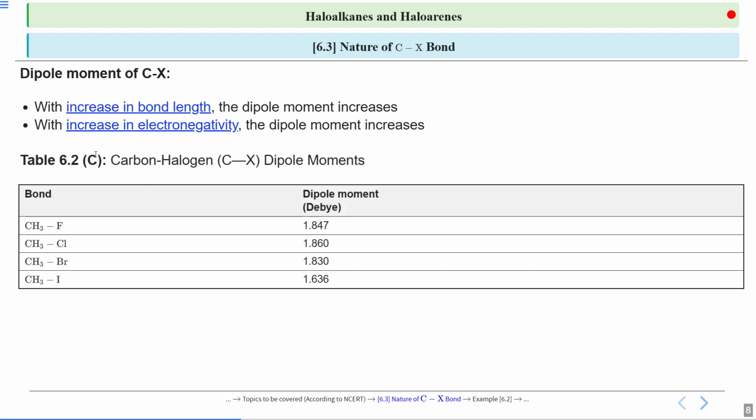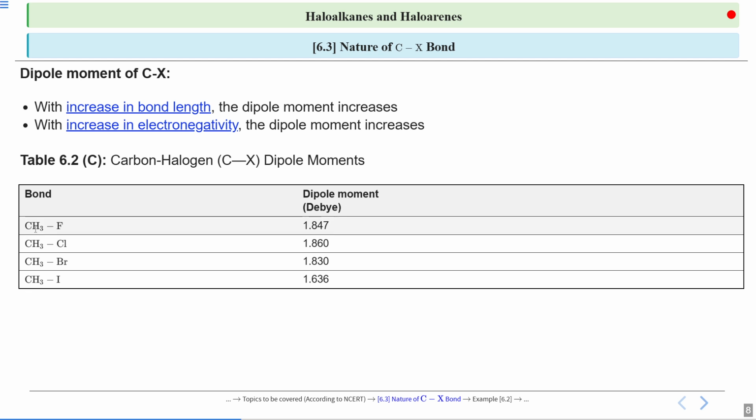This is Table 6.2 part C. Now this is showing the carbon-halogen dipole moment values. Similarly, the same molecules showing the carbon-halogen bond and their corresponding dipole moment values in the Debye unit.